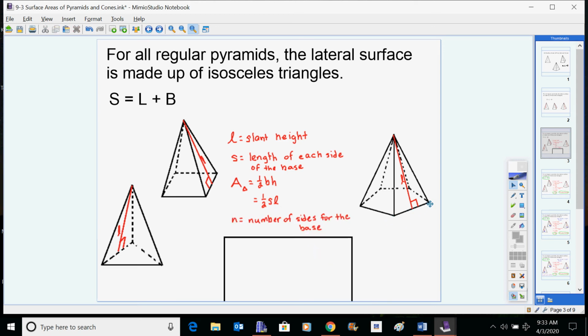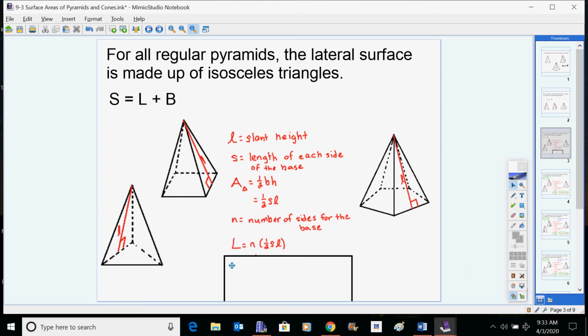N, we're going to say, is the number of sides for the base. So for this one, N would be 5. For this one, N would be 4. For this one, N would be 3, because there are 3 sides here, 4 sides here, and 5 sides here.